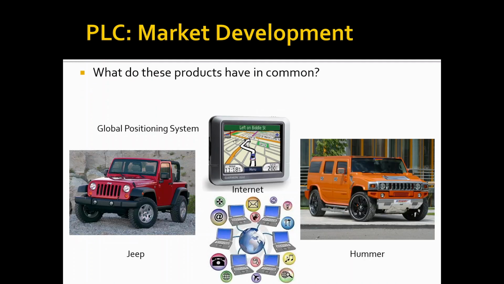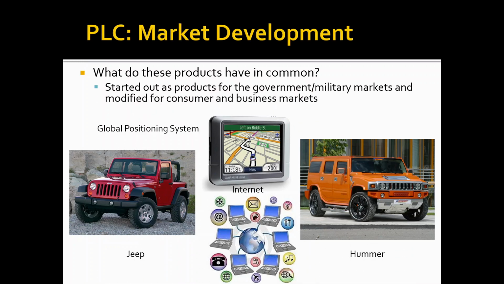So what do these products all have in common? A Jeep, a Hummer, the internet, GPS, global positioning system. Well, they happen to be all developed by the Department of Defense. So another way to think about market development is that there are different types of markets. Consumers, we could say medical with cannabis, CBD, and recreational. Government, business. So it isn't always just geographic expansion, but many times products will have an application for a different market in the sense of types of customers.